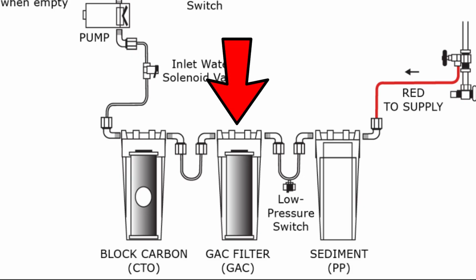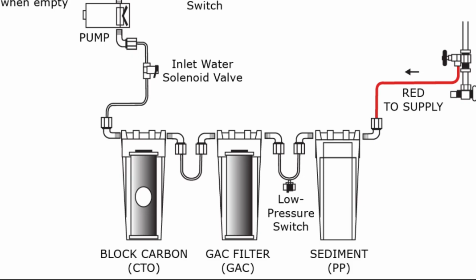The next filter in line is a GAC filter. GAC stands for granular activated charcoal, and that particular filter removes the large molecular elements in the carbon itself. Such things as gasoline, for example, is a large element. Ethyl acetate, for example, is another one.